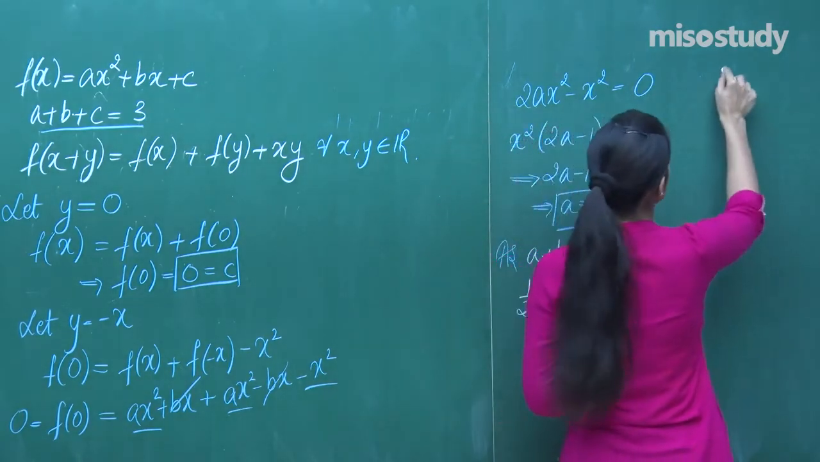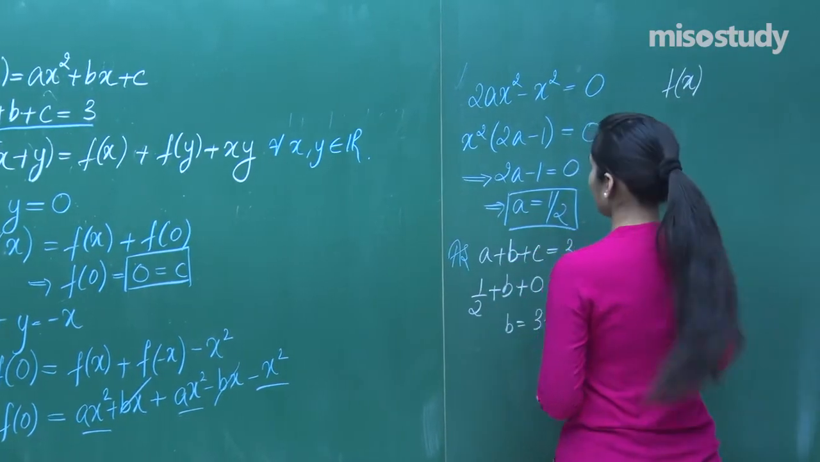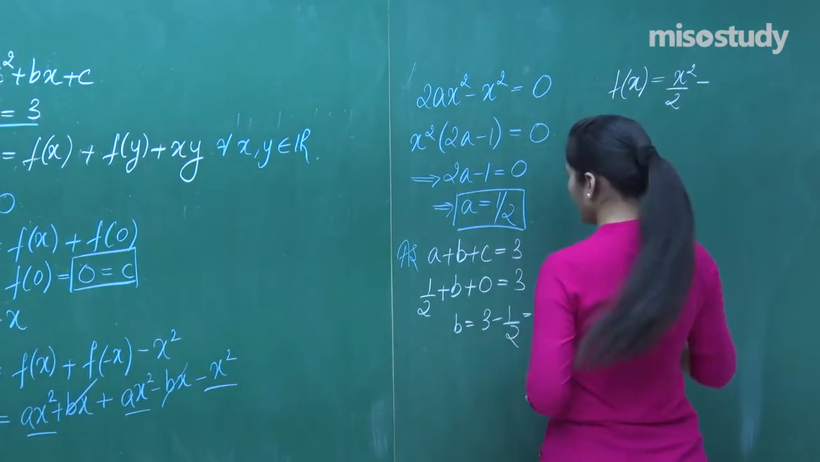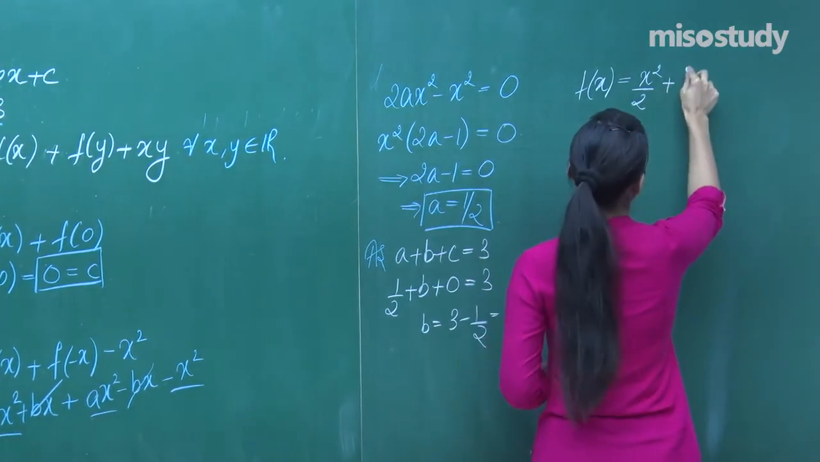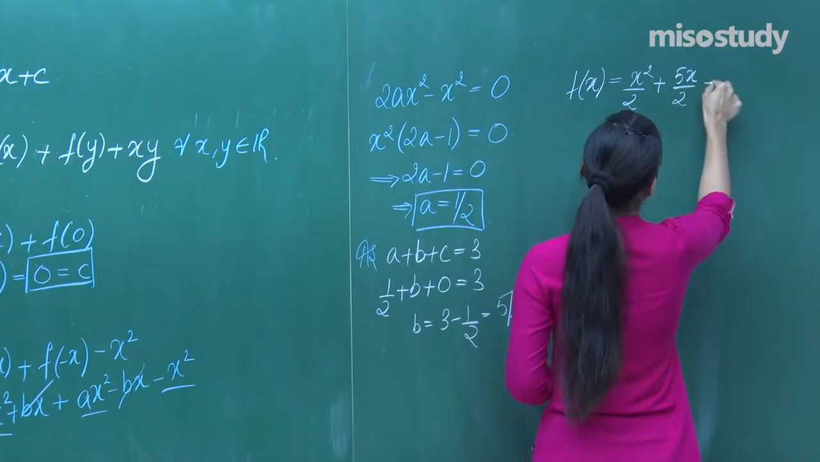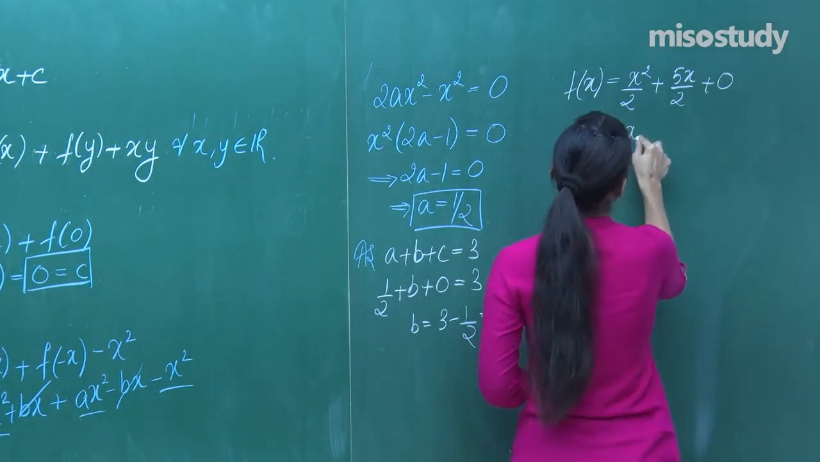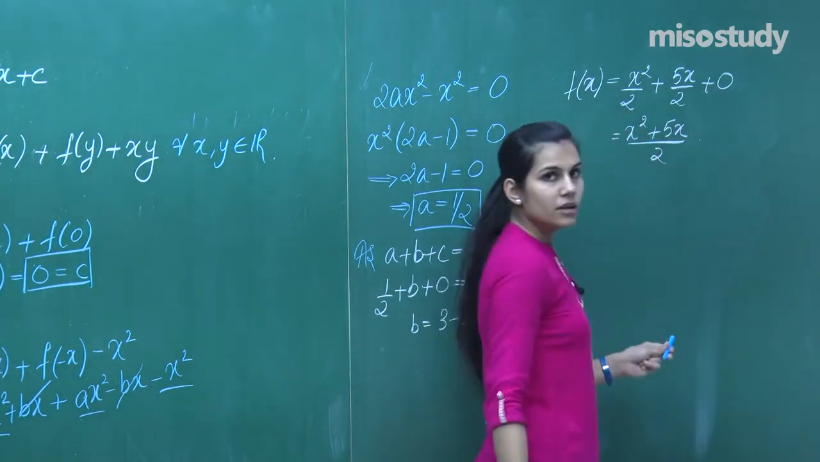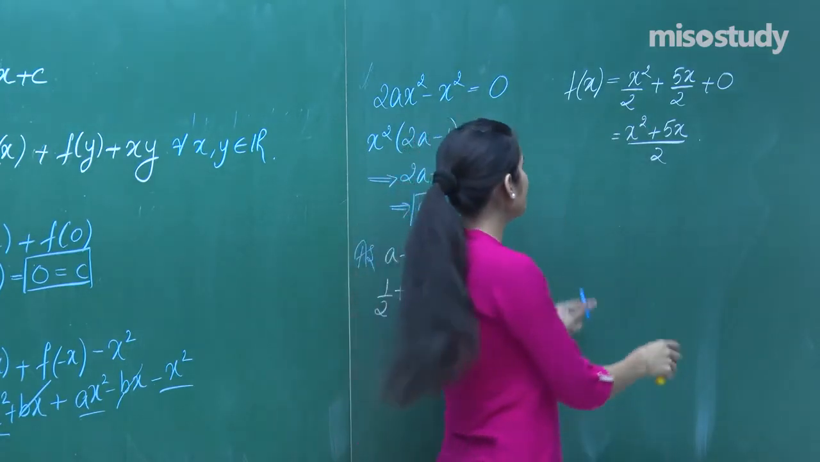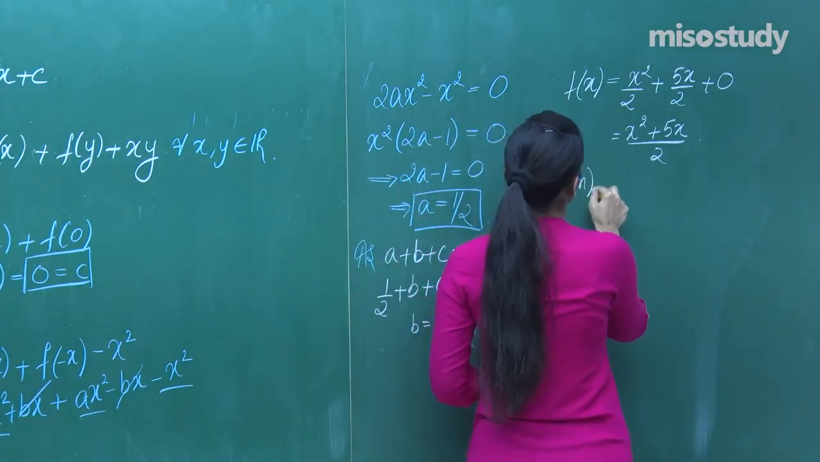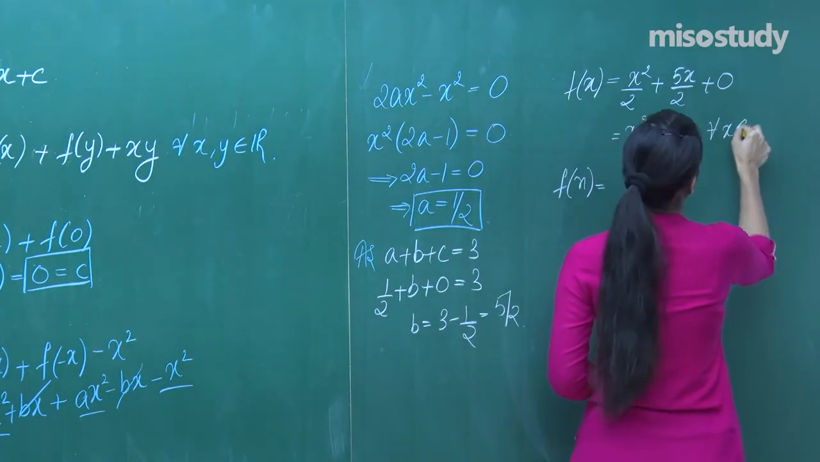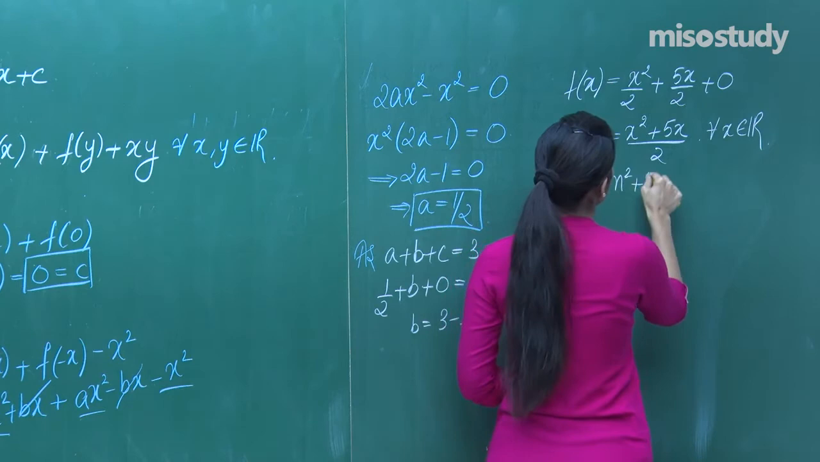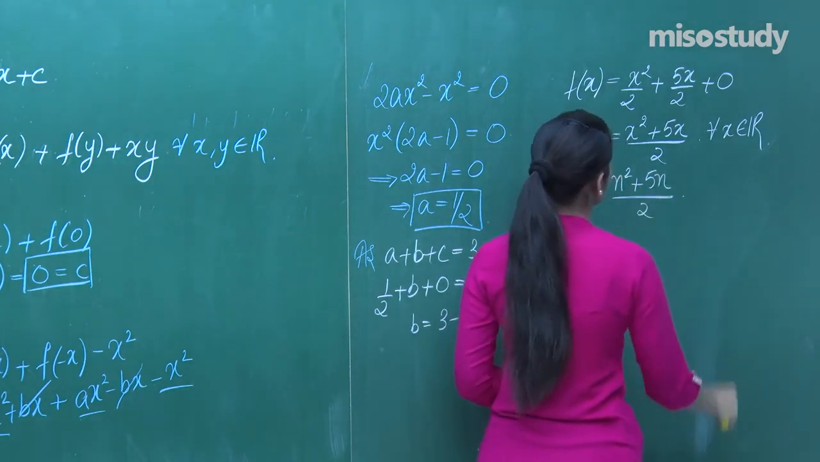What is f of x? Ax square, a is 1 by 2. So 1 by 2 x square plus bx plus c. So this is x square by 2 plus 5x by 2. If f of x is this, what is f of n? This is true for every real number. F of n is n square by 2 plus 5n by 2.